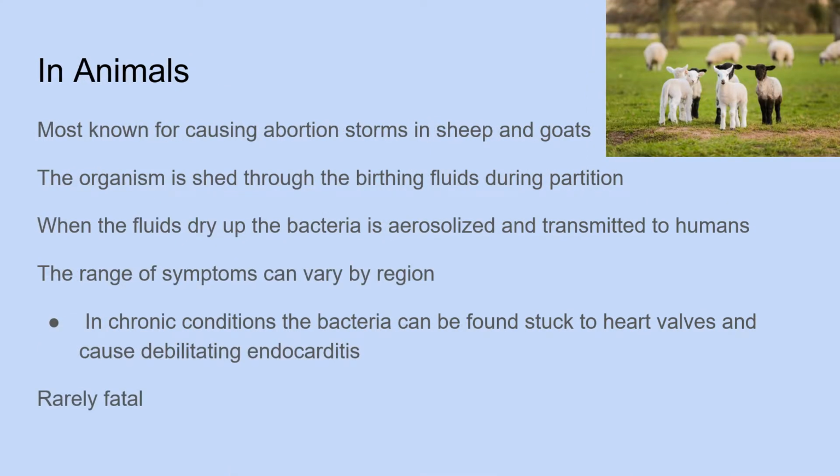The most known sign of Q fever in animals is abortion storms in sheep and goats. This can lead to the infected animals to be infertile, have stillbirths, and abort every pregnancy. The organism is then shed through the fluids and dry and become aerosolized and transmittable to humans that work around these areas. It is also rarely fatal to the animal themselves.